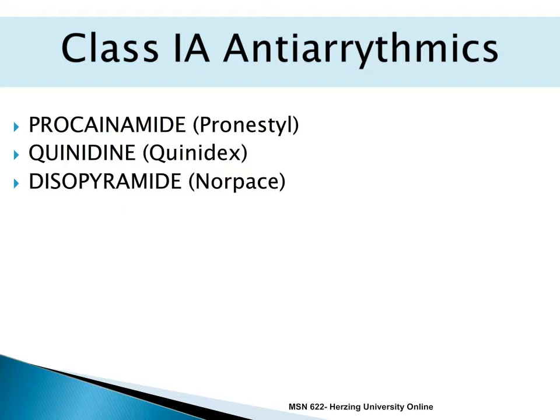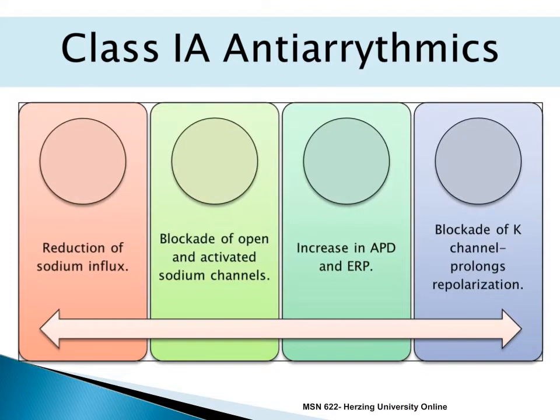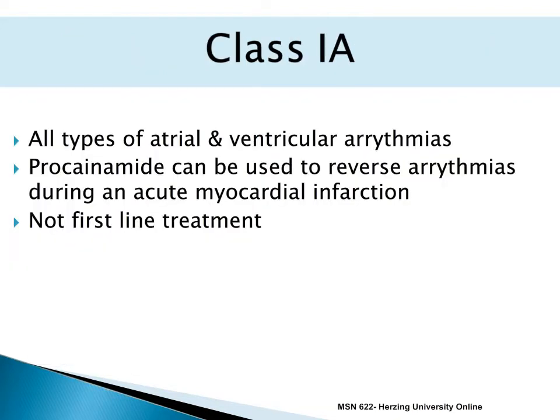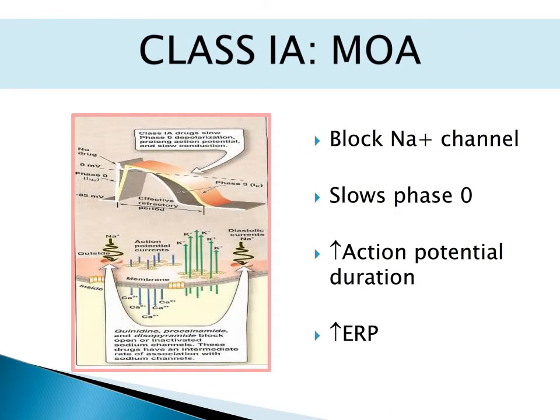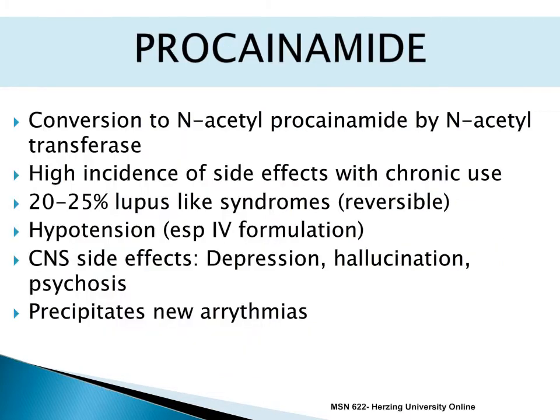The Class 1A antiarrhythmics are quinidine and procainamide. Quinidine and procainamide are the two most commonly used ones. They will block both the open and activated sodium channels and reduce the influx of sodium, and also to a certain extent block the potassium channels. This will delay or slow down the depolarization phase and ultimately cause an increase in action potential duration and effective refractory period. They're used for all types of atrial and ventricular arrhythmias, and procainamide is also used to reverse arrhythmias during acute myocardial infarction. Typically, quinidine is your first line. So you're blocking the sodium channels, you're slowing down the depolarization phase and delaying the action potential duration and the effective refractory period.